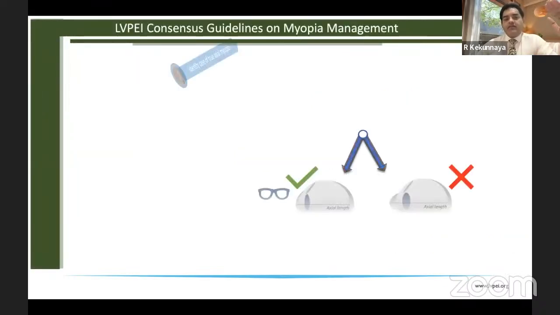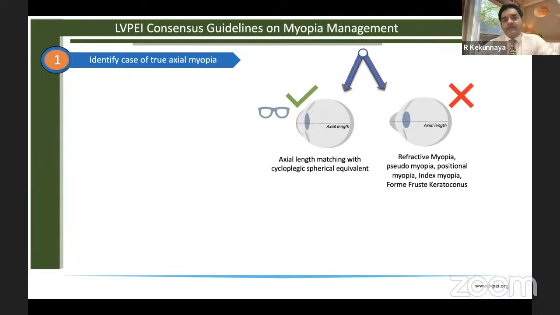If you want to summarize, there are 7 points in the myopia progression control armamentarium. Number 1, and the foremost, sometimes it looks very simple: identify a case of true axial myopia. As the discussion was going on, there are some patients where we don't know whether it's corneal or lenticular myopia. Where it works, where we have evidence, is the true axial myopia.